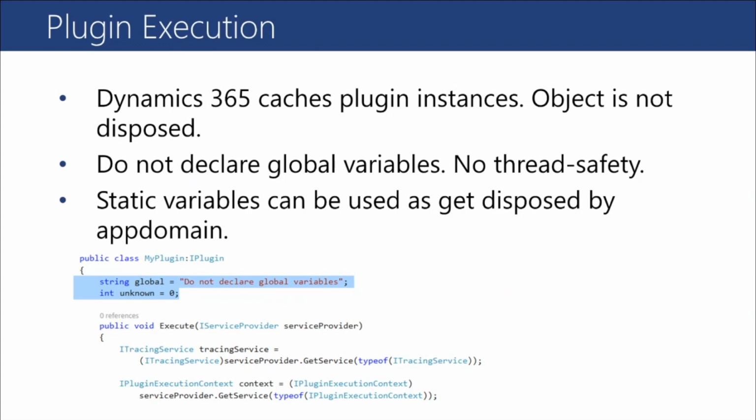If you are planning to use a global variable within the plugin, it is not thread safe. So do not use or declare a global variable. You can use a static variable, and the reason for using a static variable is that it will be disposed by the app domain. So using a static variable is definitely a practice that some of our customers adopted. We have also seen a global variable being passed through so that the value is passed across different plugins, but we always recommend not to use a global variable inside a plugin.